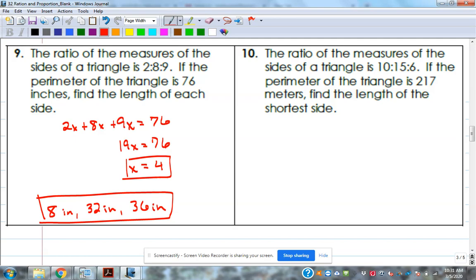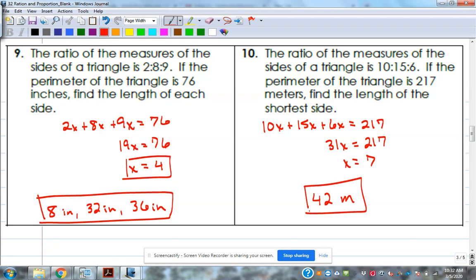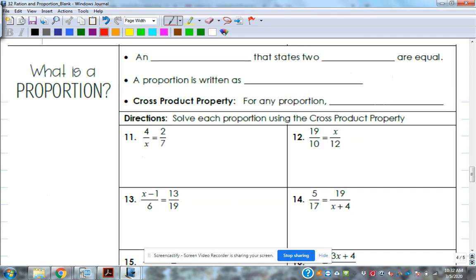Number 10, ratio of the measures of the sides of a triangle are 10 to 15 to 6. The perimeter of the triangle is 217 meters. Find the length of the shortest side. Same setup. It's like the easiest algebra you'll do today. 25 and 6 is 31. X is how much? 7. And then the shortest side would be the 6, 42 meters. Easy stuff. All right, let's channel our inner 8th grade math skills here to do the proportion stuff.